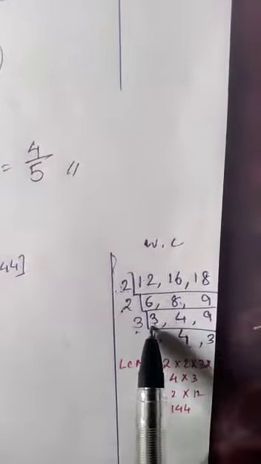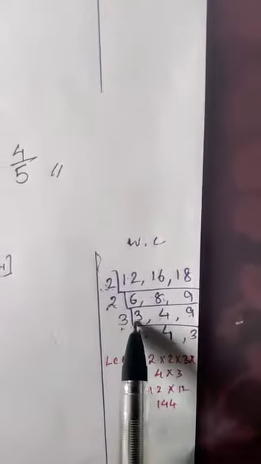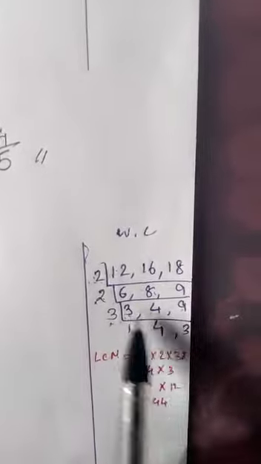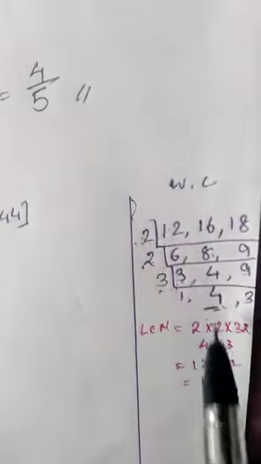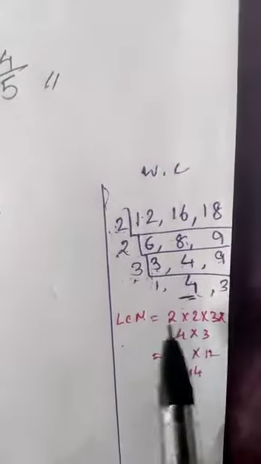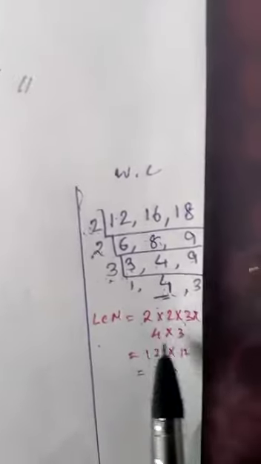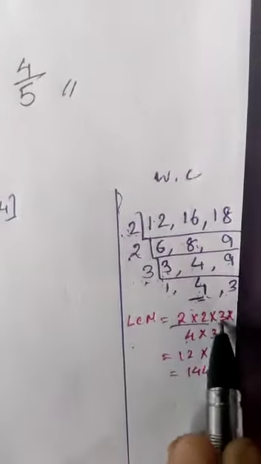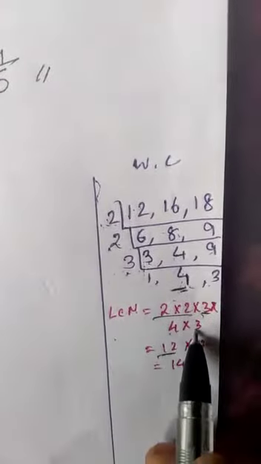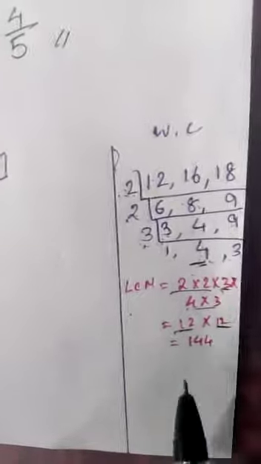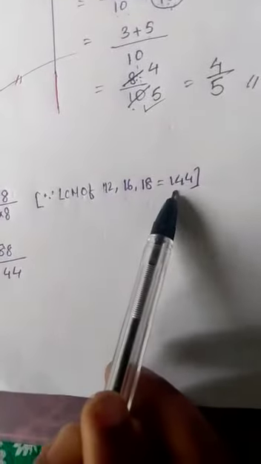Now we can see here 3 and 9, both are multiples of 3. So we can divide by 3. So 3 divided by 3 is 1 and 9 divided by 3 is 3. But 4 is not a multiple of 3, so we will keep it the same. There is no common factor of 2 now, so 2 into 2 into 3, then next 4 into 3. You can see here 2 into 2 is 4, 4 into 3 is 12. Again 4 into 3 is 12, and 12 into 12 is 144. Okay children, now the LCM of 12, 16 and 18 is 144.